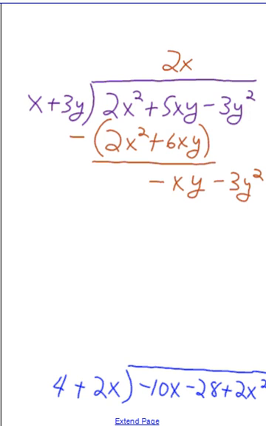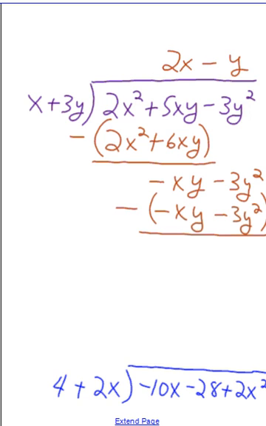All right, now, tricky now. What times x equals negative xy? Negative y. Okay, what times x equals negative xy? Negative y, okay? So negative y times x is negative xy. Negative y times 3y is minus 3y squared. Parentheses, subtract.